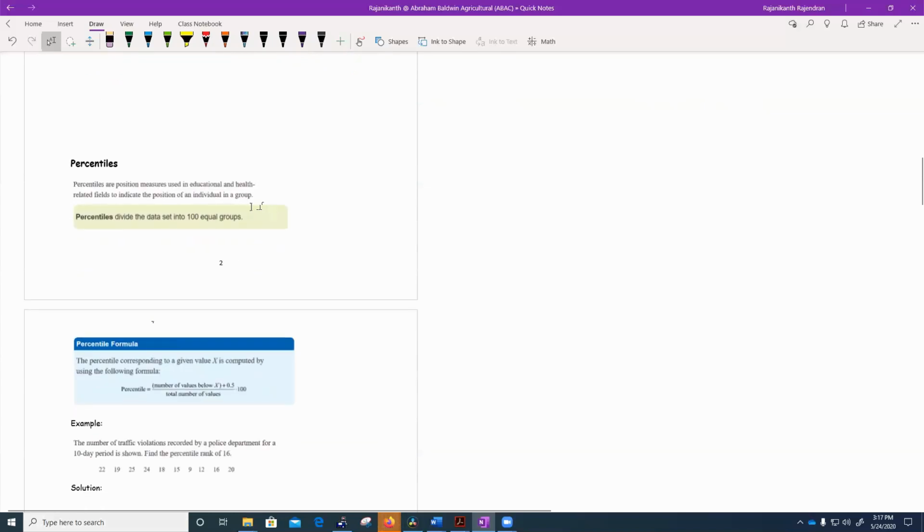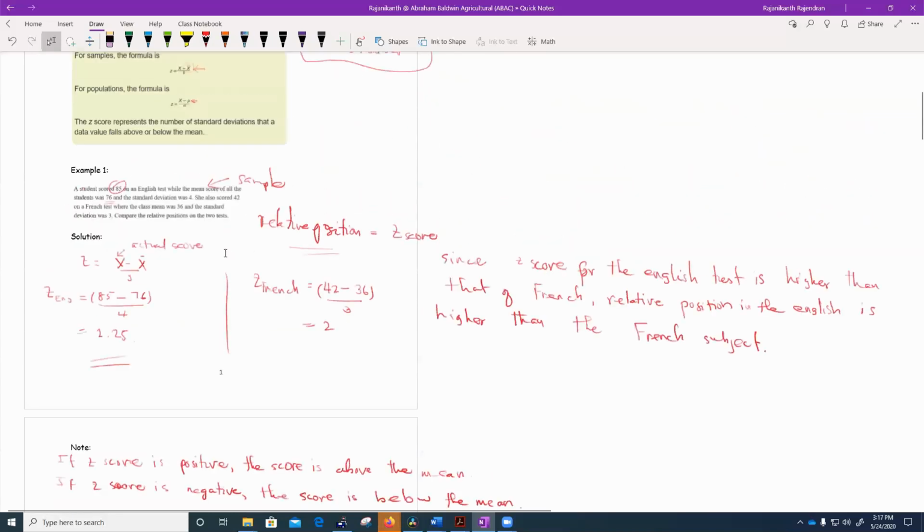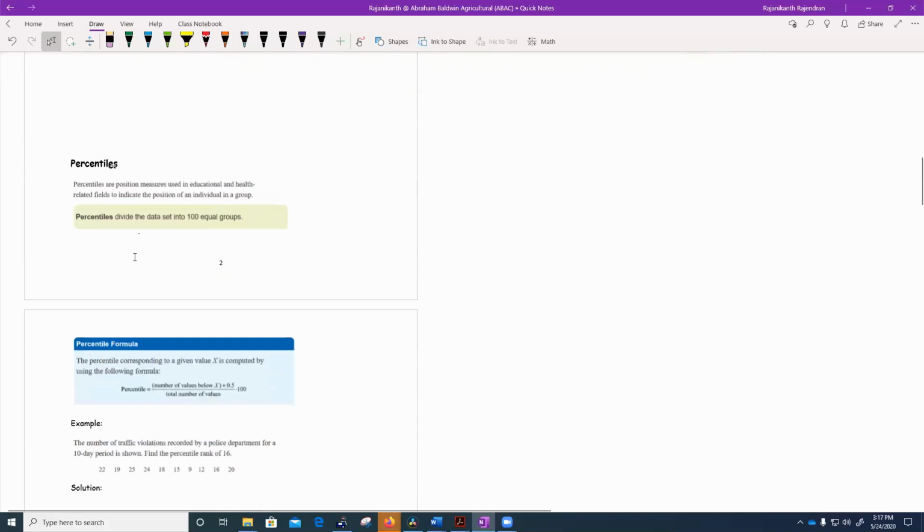Right. So that is about the z-score, right? Now, second thing, this is about the percentiles. The percentiles are position measures used in educational and health-related fields to indicate the position of an individual in a group. Okay. So remember, percentage means out of 100, right?